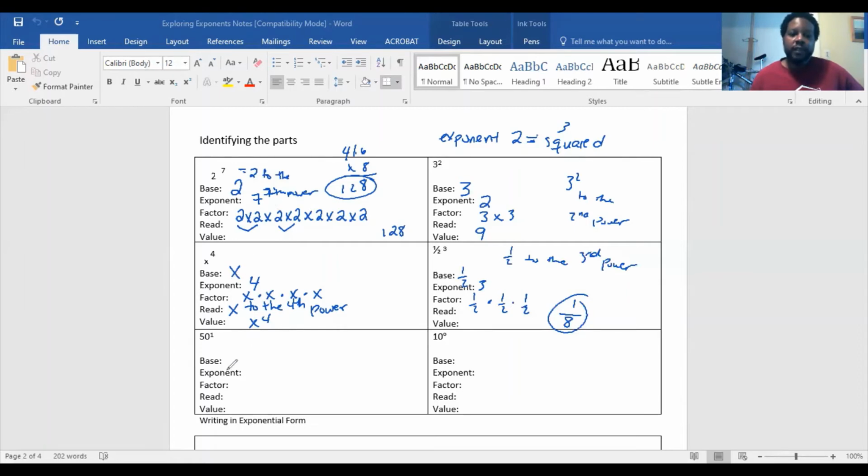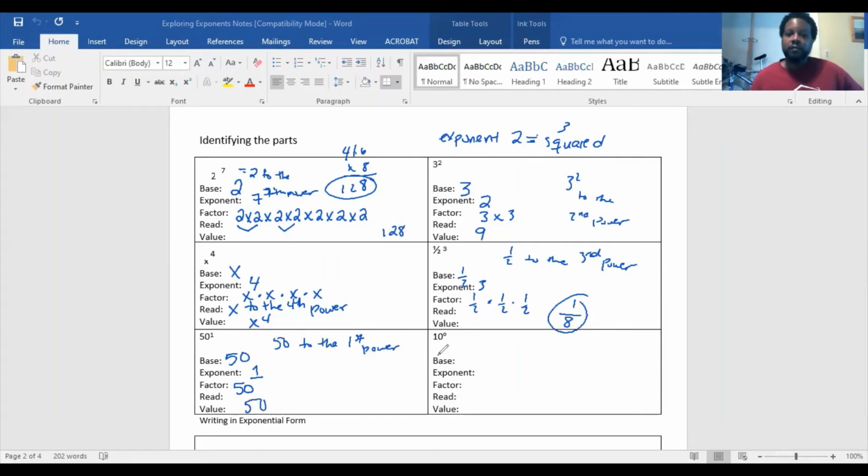What is the base here in this example? The base is 50. The exponent is 1. So what is my factor? It's just 50, right? Because it has to appear how many times? Just 1 time, so 50. How do I read it? It's read as 50 to the 1st power. And what's the value? The value is just 50.